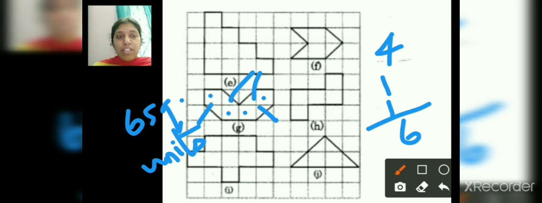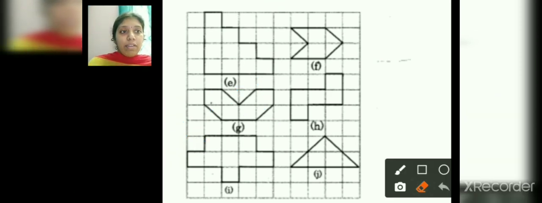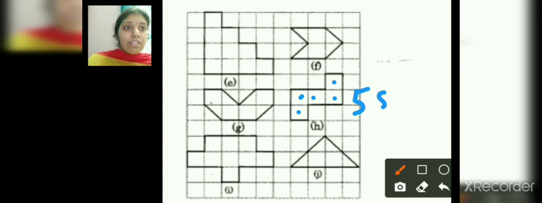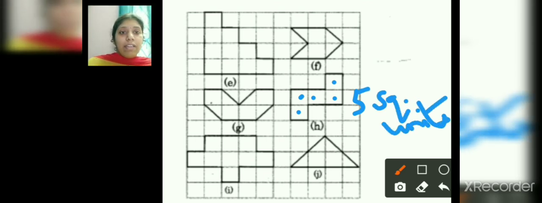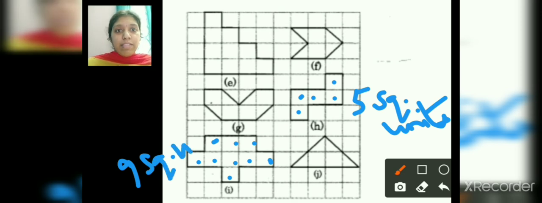Clear? Now H question. H question is very easy. You have only full squares. So you can easily count 1, 2, 3, 4 and 5. So your answer is 5 square units. Clear? Now I question, count the number of squares. So 1, 2, 3, 4, 5, 6, 7, 8, 9. So 9 square units. Clear?